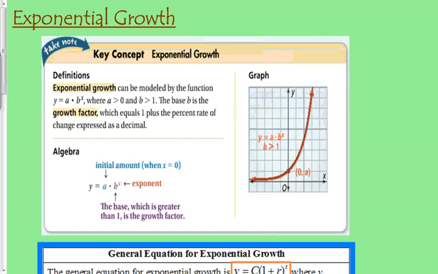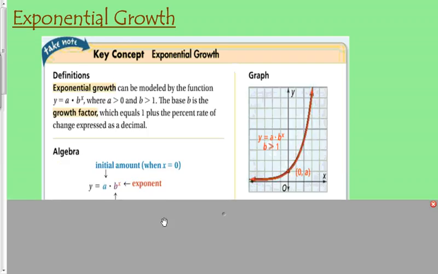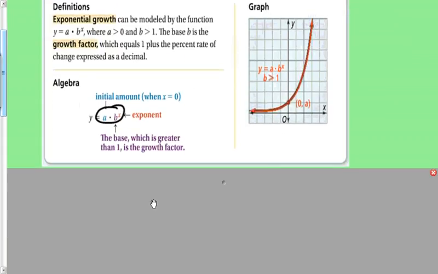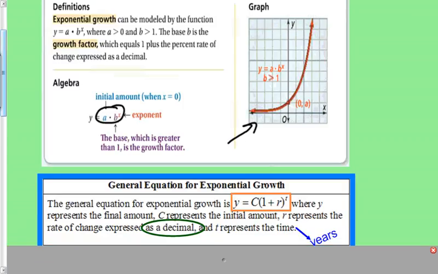So let's start with exponential growth. All right? Exponential growth, we just talked about, can be modeled by the function a times b to the x, where a is greater than 0 and b is greater than 1. The b is the growth factor. So if we're looking at it like this, this is one way to look at it. And this is what the graph will look like again. It's growing. But more specifically, I want to look at it like this.